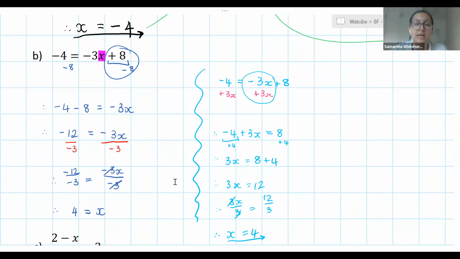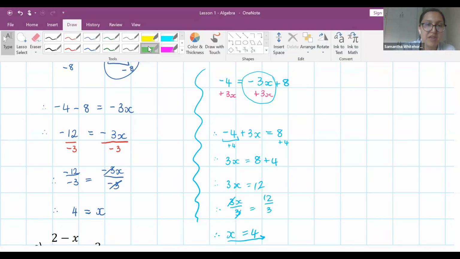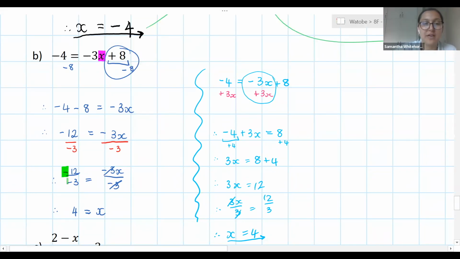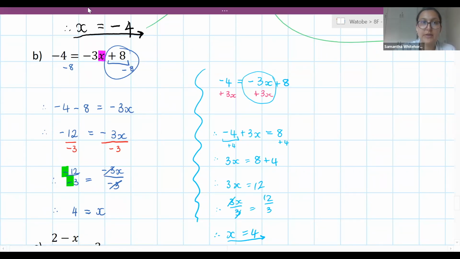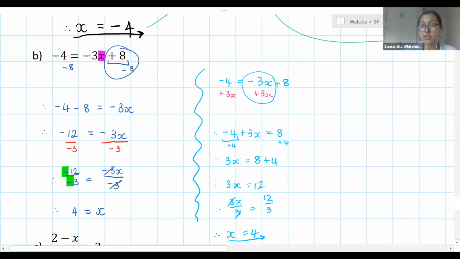Okay, so importantly, guys, it is x is equal to positive 4. In the first method, you had a negative divided by a negative, which gives you a positive. Very, very important. So please remember to consider your signs when solving equations.